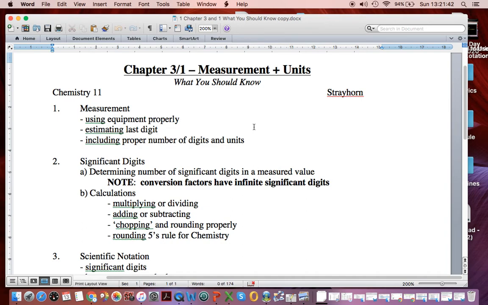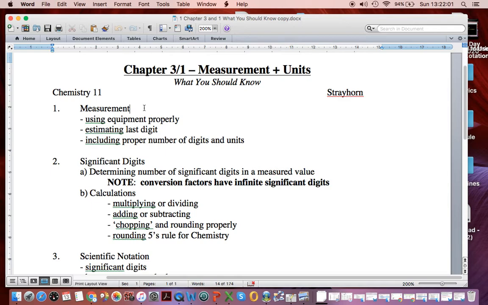Good day. As you can see, this is a Chapter 3.1 summary. Things you should now know at this point. Chapter 3 is all about measurement, and Chapter 1 is all about the SI metric system for units. And so let's rattle through what we're up to.